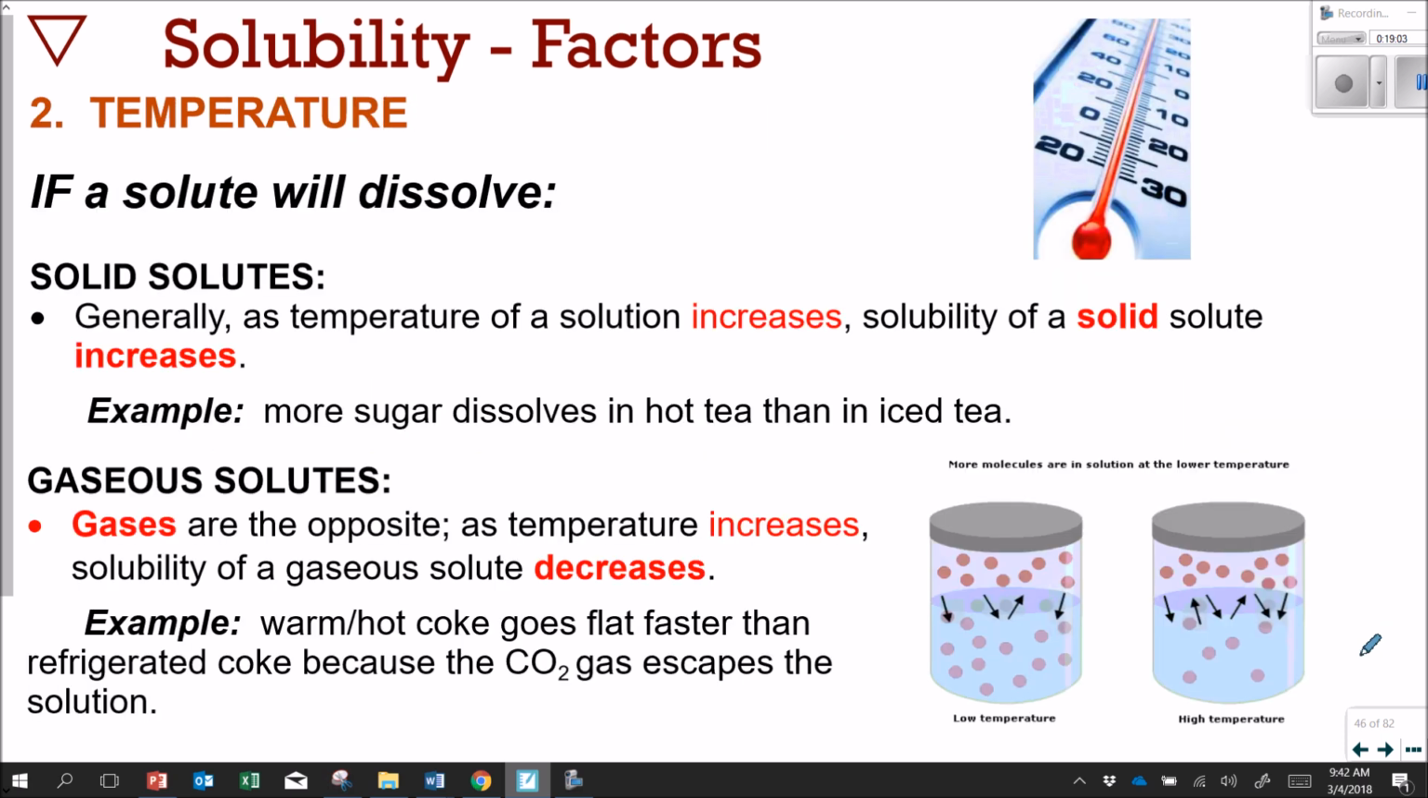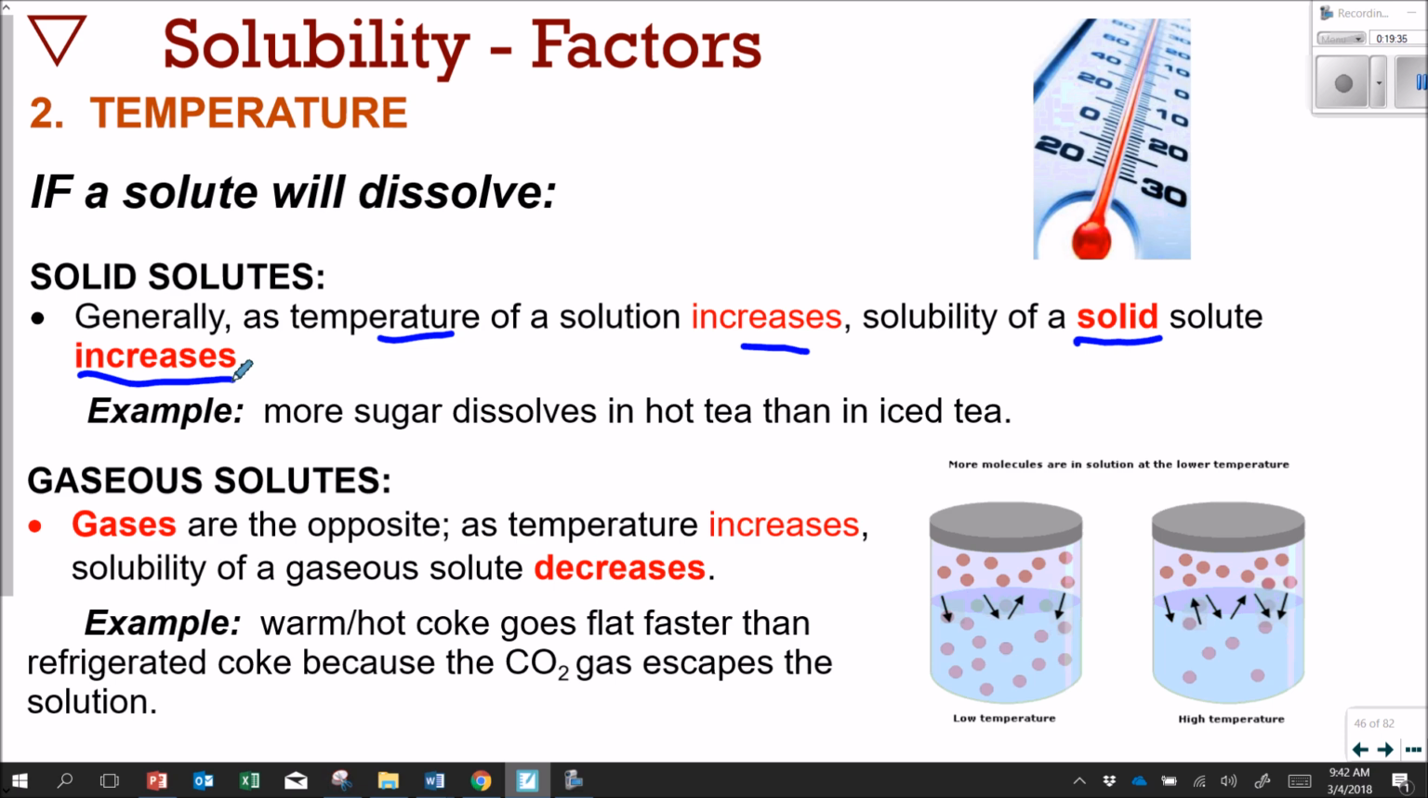The second factor that affects the solubility of a substance, that is how much will dissolve, is temperature. For solid solutes, generally, as temperature increases, the solubility of a solid solute also increases. So you can think of when you dissolve sugar in hot tea or iced tea, more sugar will dissolve in the hot tea than the iced tea.